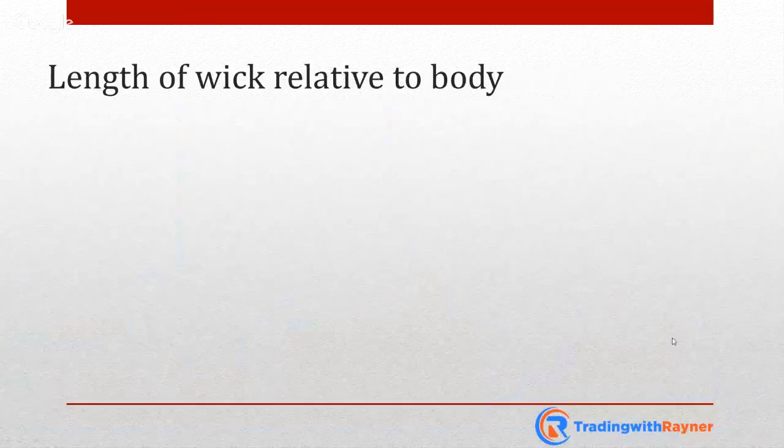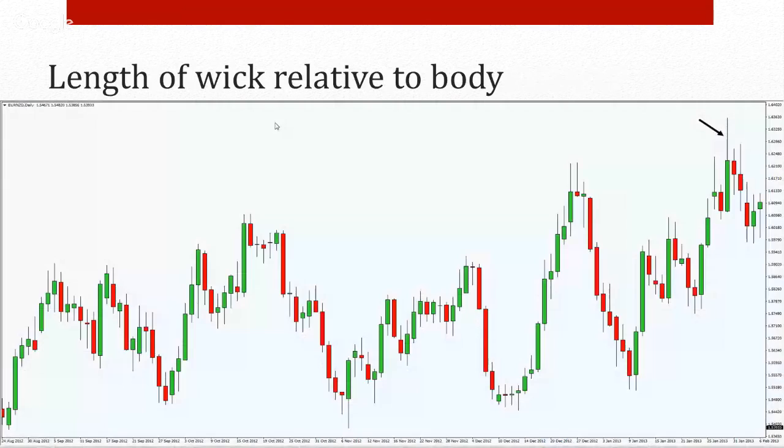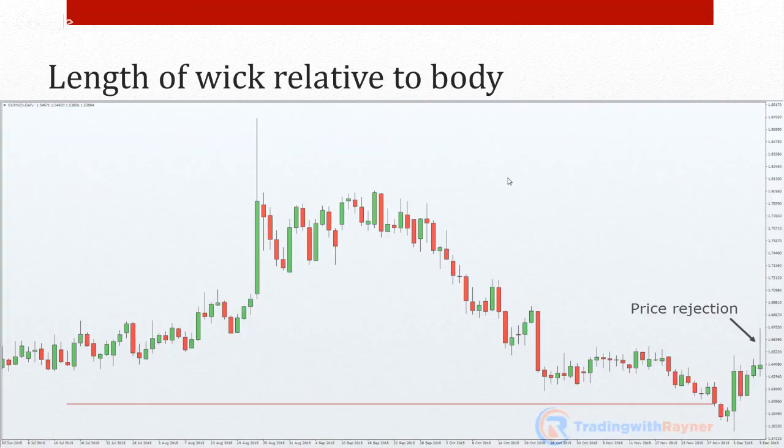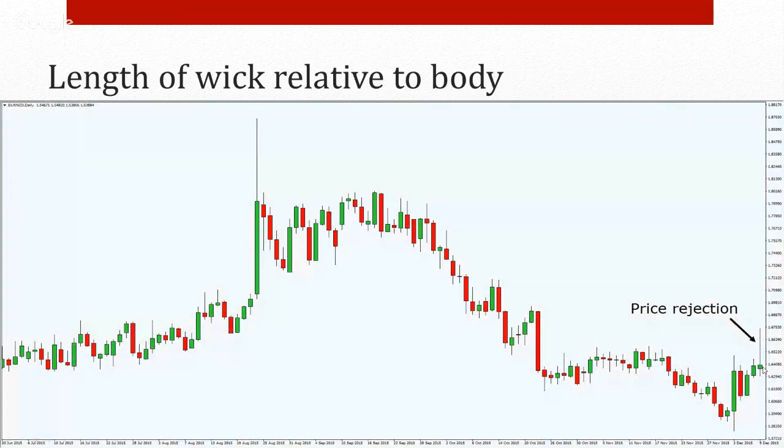Okay, so this is what I mean by paying attention to the size of the candle relative to the current swing. Second thing, length of wick relative to the body. This basically tells you price rejection. The longer the wick, the greater the price rejection. If the wick is at least 2 times longer than the body of the candle, it's telling you that price is being rejected, either rejecting higher prices or rejecting lower prices. You can see over here a very typical price rejection. This wick here is so many times longer than the length of the body. So this is a rejection of higher prices.